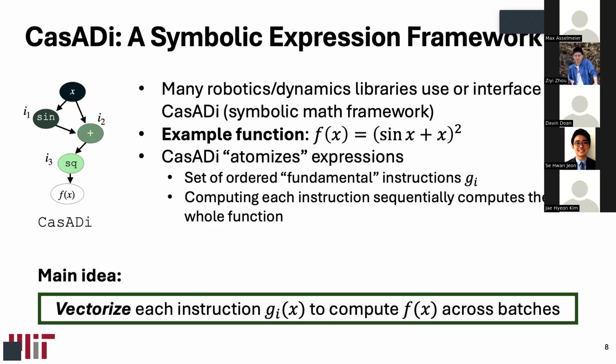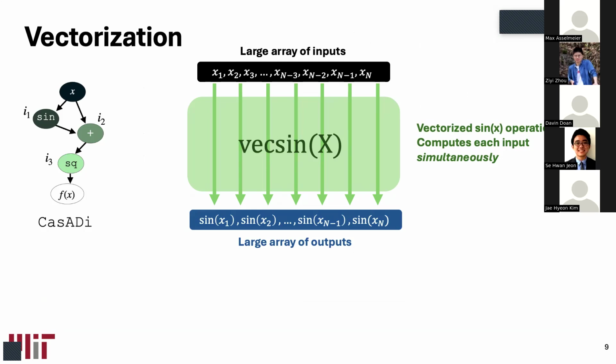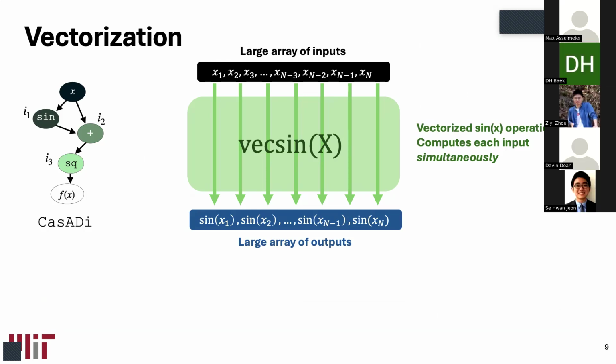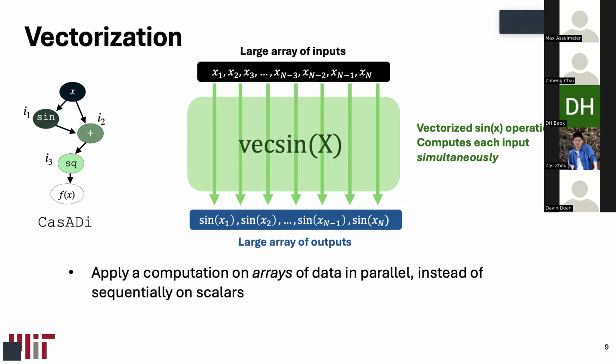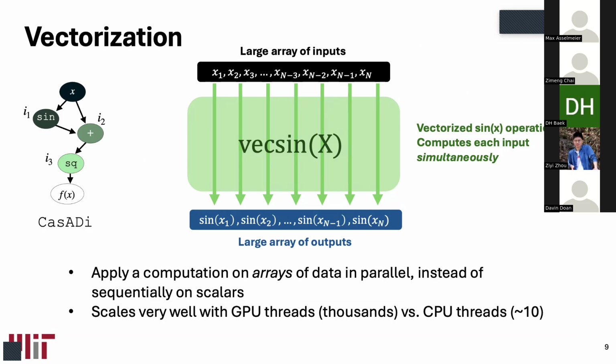So here I'm transitioning to talking a little bit about how the GPU works, and computation. A vectorized operation is exactly what it sounds like. Instead of applying a sine to a single scalar, we apply a sine to an entire batch, a huge array of scalar values. With this single operation, all of these computations are done in parallel on the GPU, and we get an array of outputs from a single operation. When we do this, we scale very well with the number of threads we have. Just for reference, a CPU typically has 10 to 20 threads, whereas a GPU has up to thousands, which is why this scales really well for high-dimensional data.